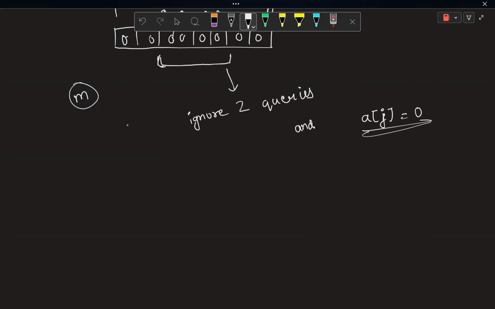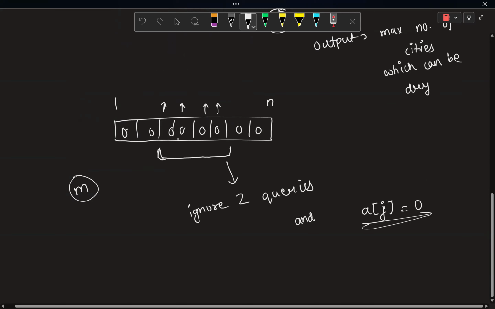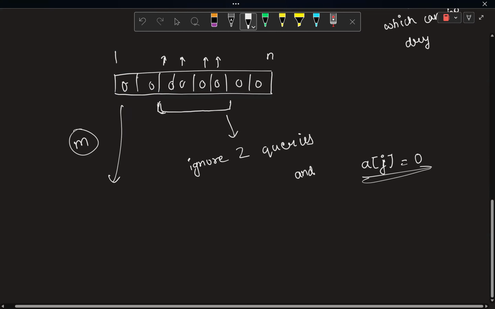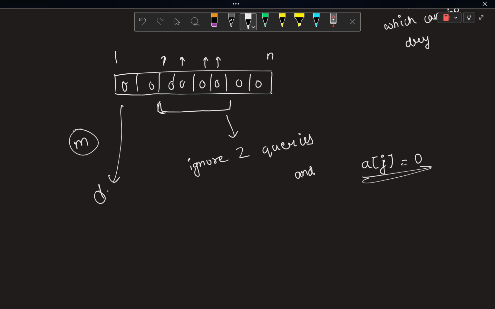In the other way, what I did was to just say that all the cities which never come in any of the subsegments will always remain dry, right? If there is any city in which rain never happens, then even if I don't do anything for this, they will definitely be dry. I can just find that count and increment my answer by it initially.